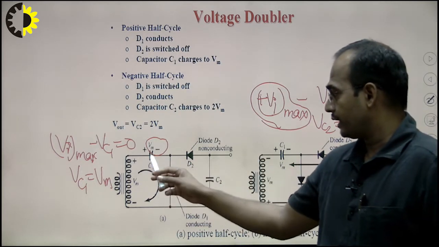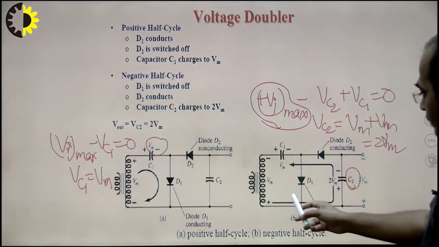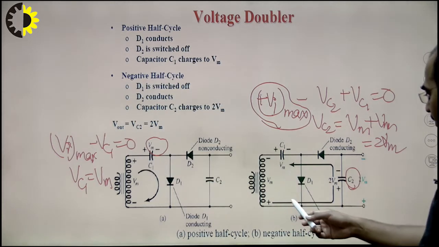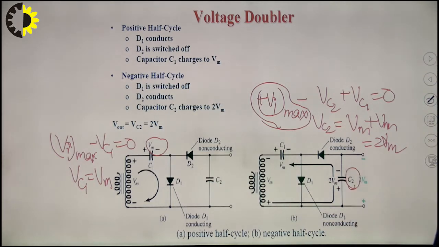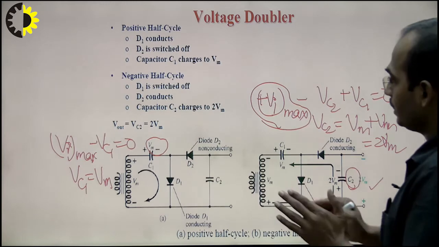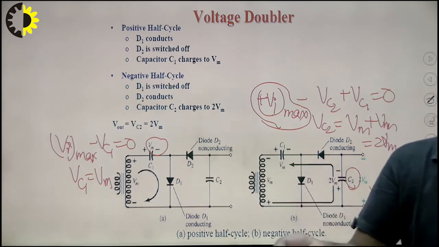So positive and negative, positive charge will accumulate here, negative charge will accumulate here. Similarly, when I apply the negative half cycle, the positive charge will accumulate here and negative charge will accumulate here. So I am taking the output across this capacitor C2, and I will get V naught equal to twice of Vm. This is the method how the voltage doubler circuit is giving twice of Vm at the output of the circuit.